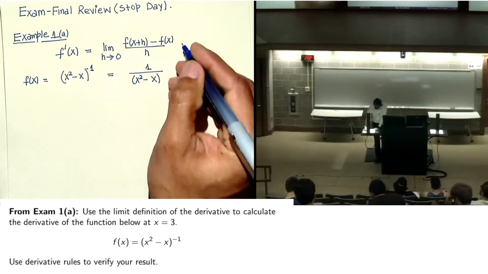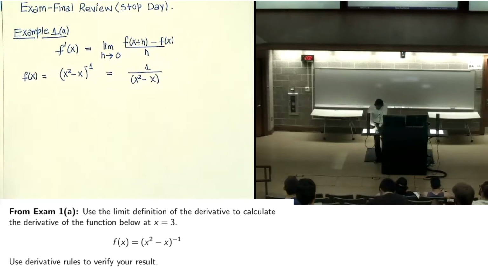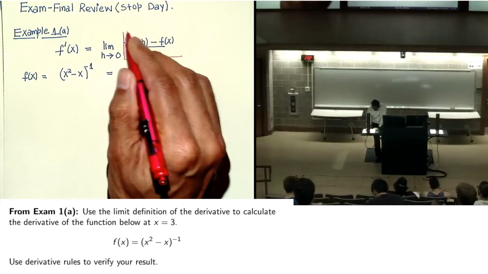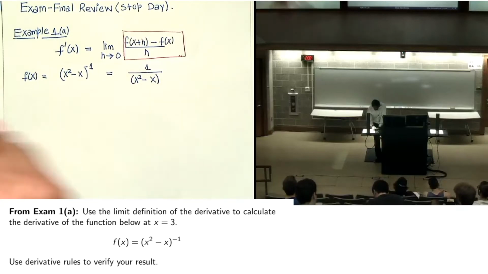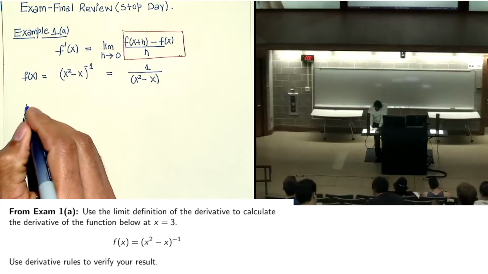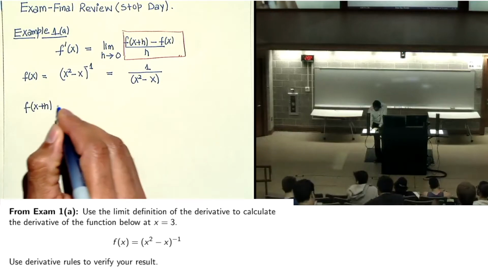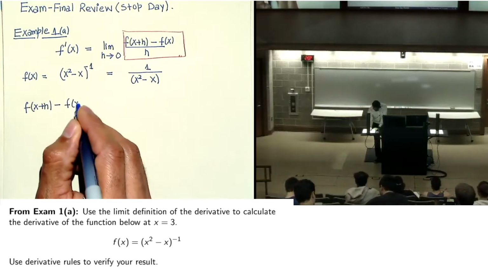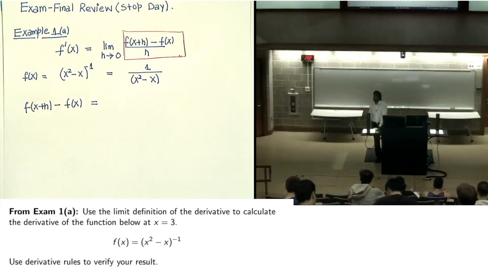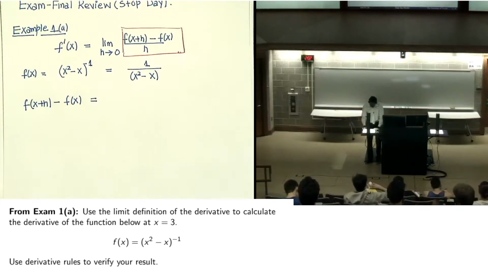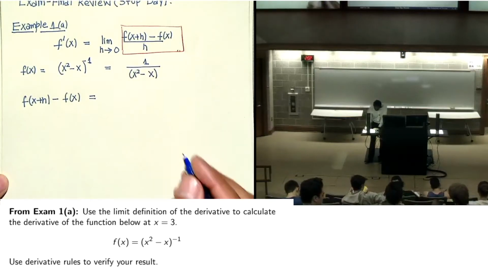Okay, let's now compute this quotient first. The first goal is to simplify this quotient, because it has the singularity, a 0 over 0 form. So let's compute f of x plus h minus f of x. I'm going to compute this term first and then divide by h, and then I will simplify to the point where I remove everything that is bad.